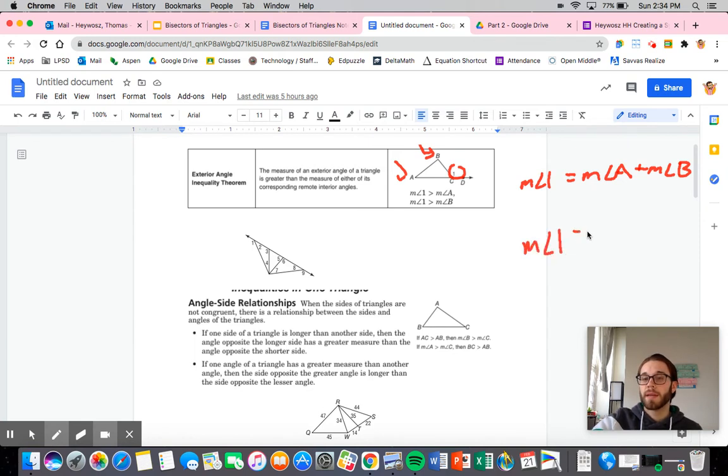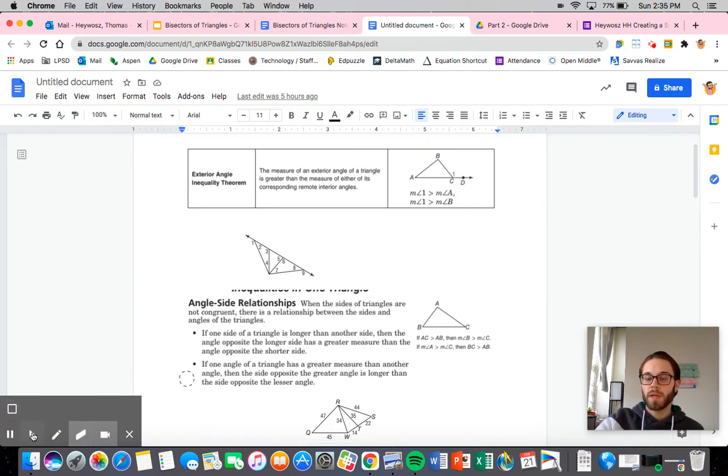If I tell you that the measure of angle 1 is bigger than something, measure of angle A, by the definition of inequality, I can add something to the measure of angle A to get the measure of angle 1. In this case, it's the measure of angle B. So that just really follows directly from what it means to be an inequality.